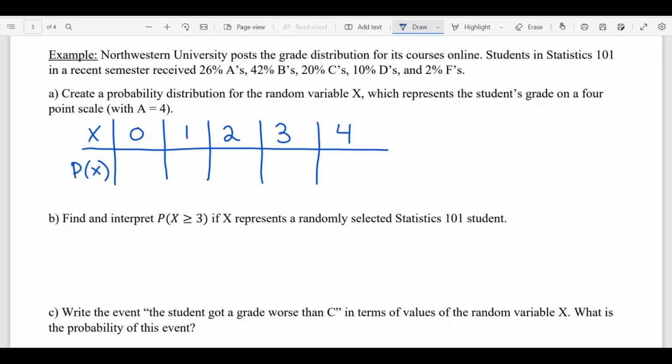So when X equals 0, that represented getting an F in the class. So I'm going to put 0.02 because that's the percentage of Fs in the course. X equals 1 represented a D, so that's going to be 0.1 for that probability. 2 represented a C, which was 0.2. 3 represented a B, which was 0.42. And then a 4 represented an A, that was 0.26.